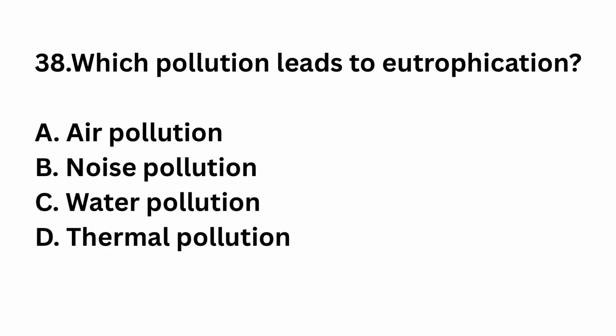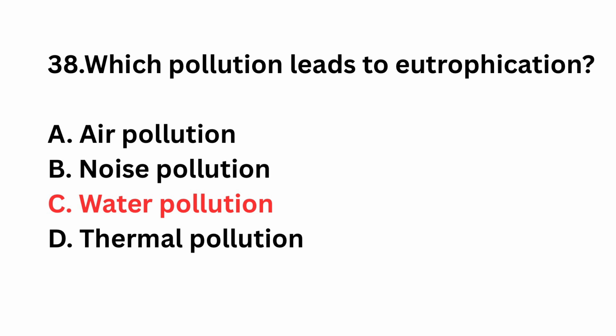Question number 38. Which pollution leads to eutrophication? Air pollution, noise pollution, water pollution, thermal pollution. The right answer is option C, water pollution. Nutrient-rich waters cause algal blooms.